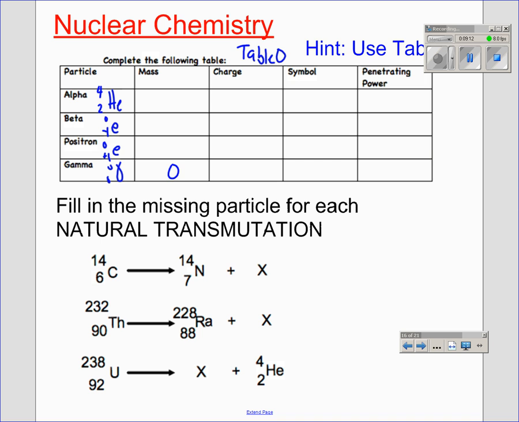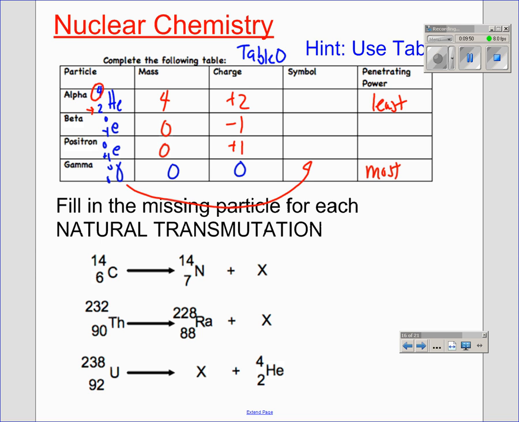So gamma has no mass and no charge, whereas alpha has a mass of 4, the top number is mass, and it has a charge of +2. Beta has no mass and a charge of -1, and positron has no mass and a charge of +1. The symbols I put over here, but you can add them in over here. The other thing you should be aware of is penetrating power. Remember, the alpha particle is the least penetrating. It is very large and unwieldy, whereas the gamma is the most, and the others are somewhere in between.